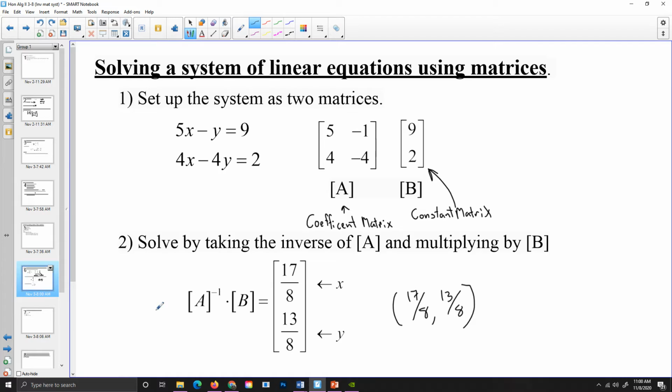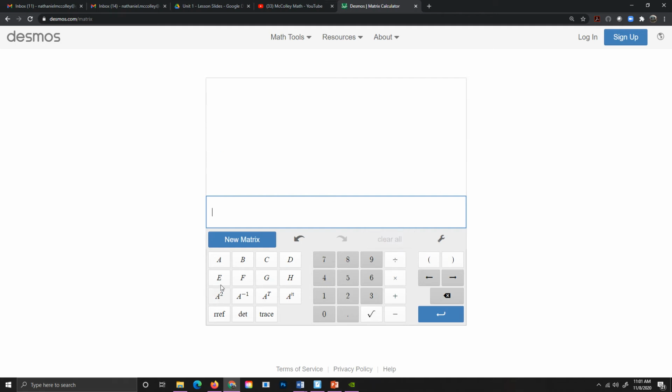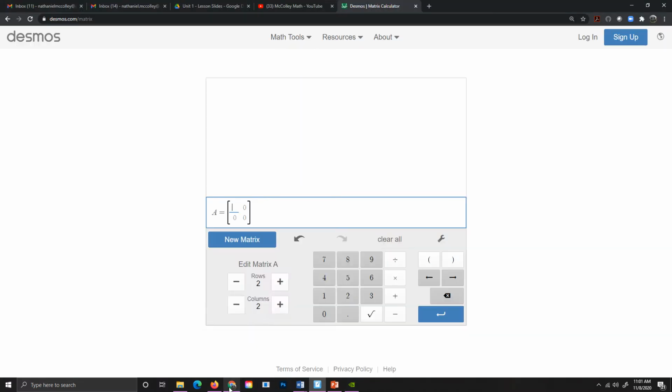So now I'm going to take the time and go over to Desmos and do this calculation using the Desmos calculator. Again, we're going to clear out everything because we're going to enter new matrices A and B. Our first new matrix A, we want it to be a 2 by 2. So we go back here and we see 5, -1, 4, -4. That's what we're going to type in for that first matrix. So I'm going to come over here and hit new matrix.